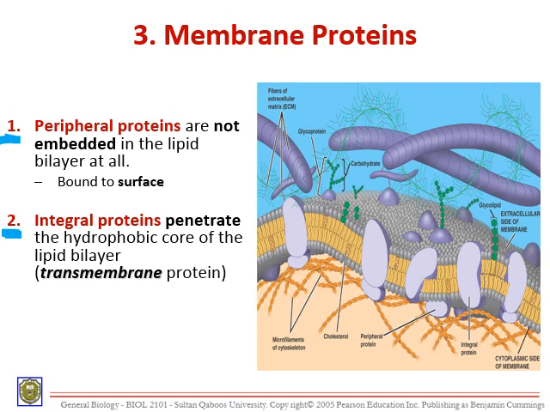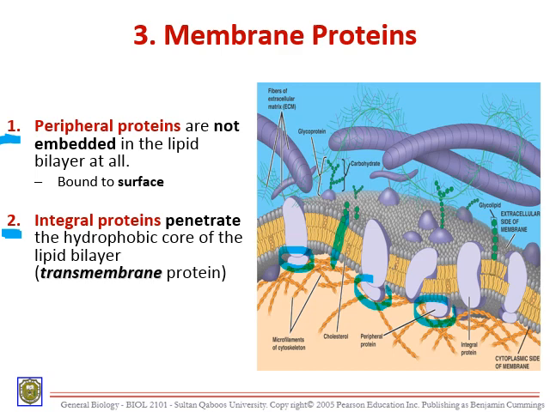On the surface of the membrane, like this one and this one. Here, this is a peripheral protein. These are peripheral proteins. They are not going to go through the membrane. They are not embedded in the membrane, but they are stuck to the surface or bound to the surface of the cell membrane.